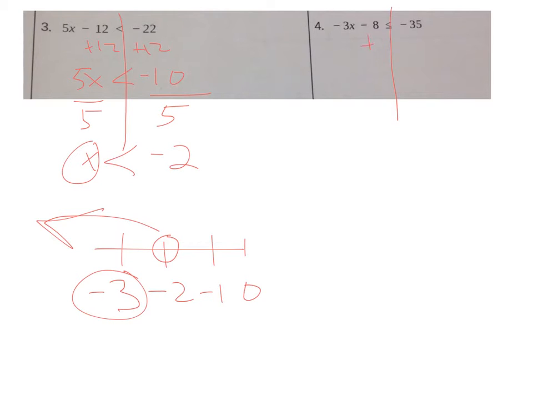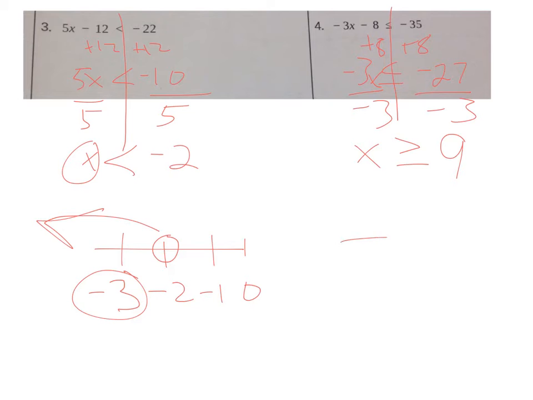Over here, we draw the wall. We end up adding 8 to both sides. We end up getting negative 3x is less than or equal to, this is different sign, subtract, so we're going to get negative 27. From there, we divide by negative 3, and we end up getting x, and our sign has to reverse. So it's going to end up being a positive 9 as well. So it's going to be x is greater than or equal to positive 9.